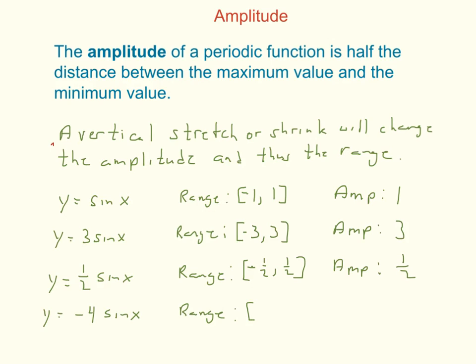When I have a -4 sine of x, the negative is a reflection, so I don't necessarily have to worry about that. But the 4 is going to be a vertical stretch. So in this case, it's going to go from -4 to 4 as the range, and the amplitude is going to be 4. Okay, so right now I'm hoping that you recognize a pattern that is happening here in terms of identifying the amplitude when you look at that function.